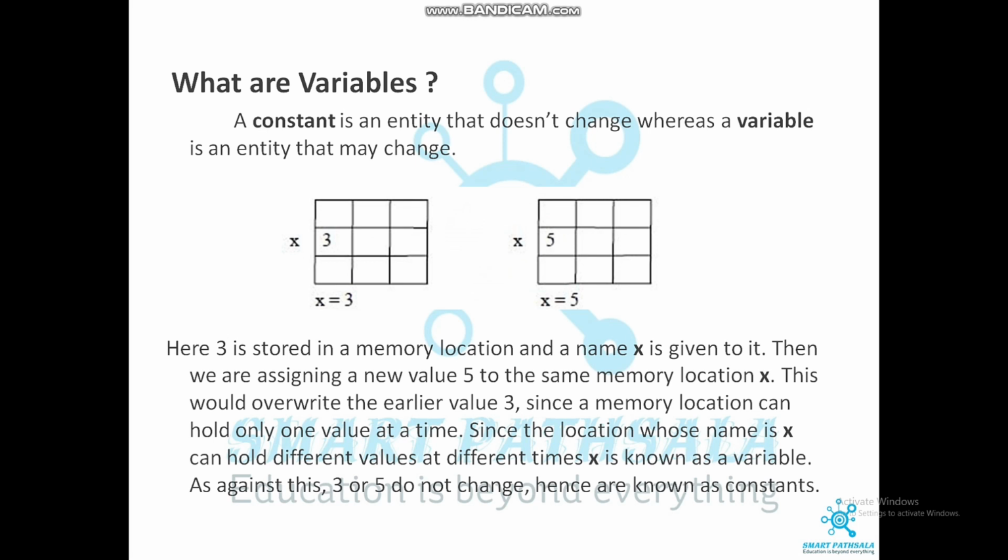Because a memory location can hold only one value at a time. Since the location whose name is x can hold different values at different times, x is known as a variable. As against this, 3 or 5 doesn't change, hence they are known as constants. So basically a variable is nothing but a container that can hold different values at different times.